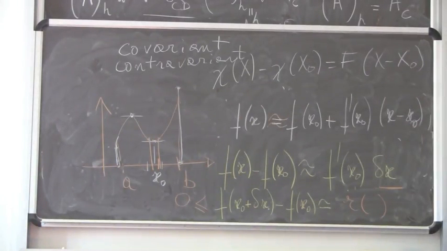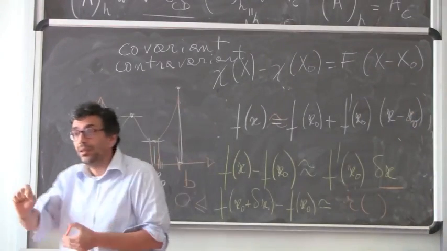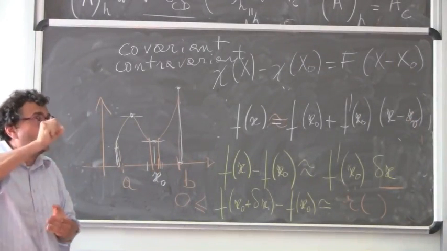So, how do we look for maxima and minima? If you manage to estimate the first variation, I calculate the first variation, and then I impose that it is equal to 0.